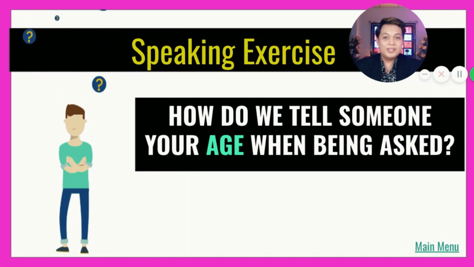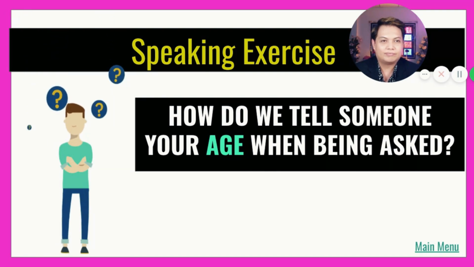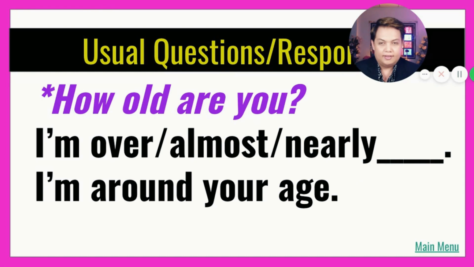Now, how do we tell someone your age when being asked? So these are the usual questions. Someone would ask, how old are you? You could answer by saying, I'm over, or I'm almost, or I'm merely 13. When you say over, it means that you just had your birthday and 2 months or 3 months or 6 months passed already. So you're over 13 or 12. So you're like 12 years of age plus 6 months.